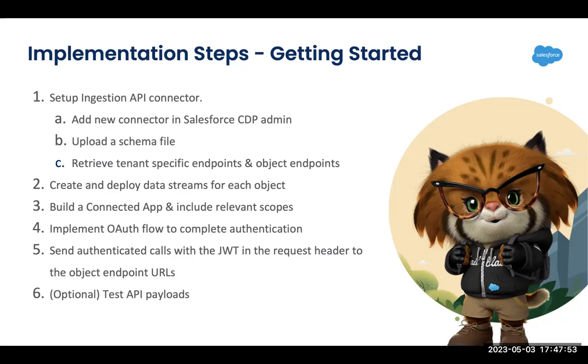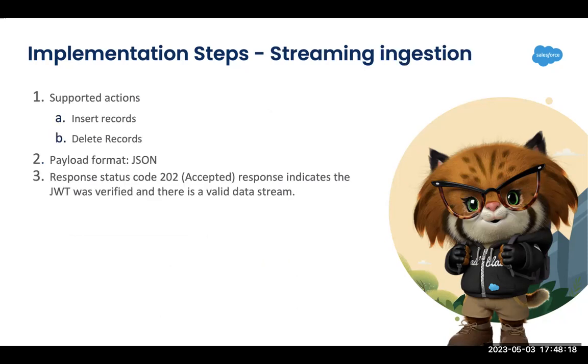And then you can optionally leverage any of your API tools like REST Explorer, or you could use Postman to test your connections or your API payloads, to check whether the data is successfully transferring from the third party to Data Cloud under one of your data streams for each and every data object you're leveraging. So these are all the implementation steps from a streaming API perspective.